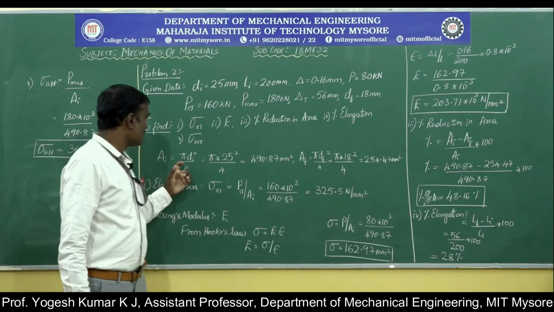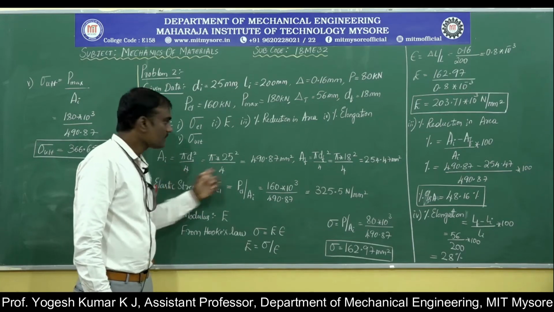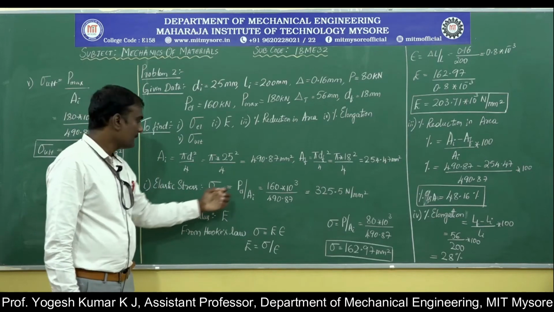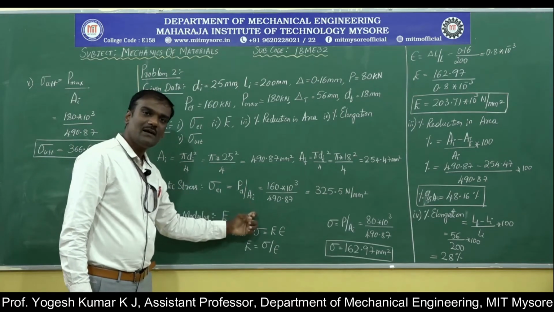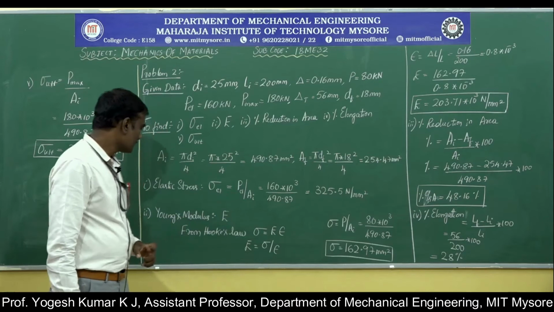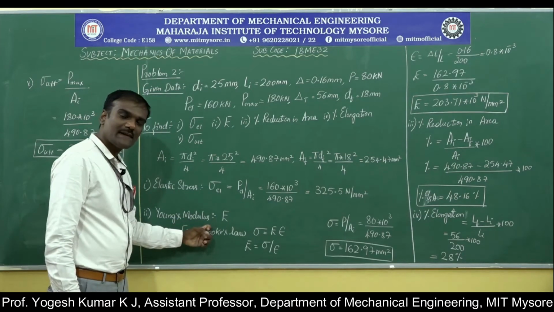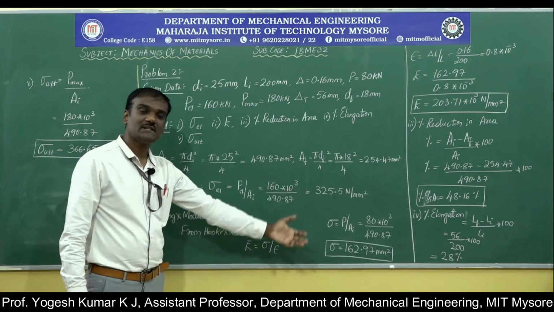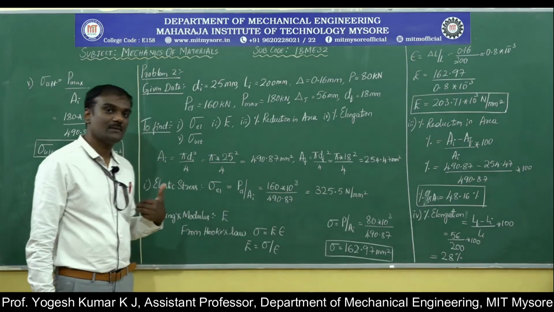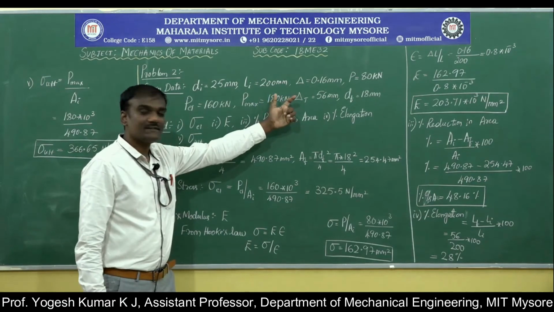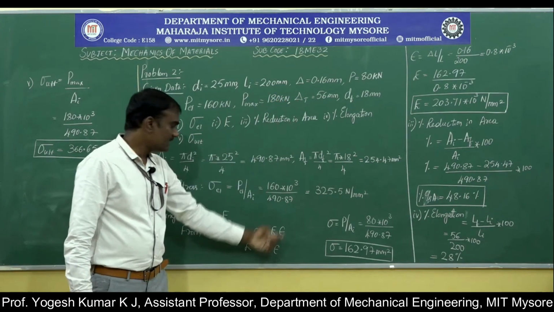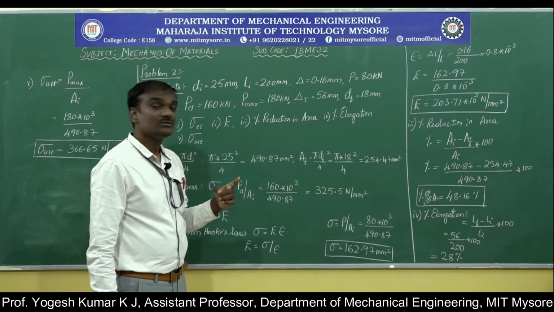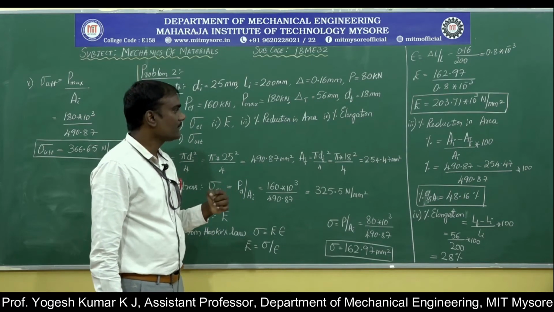So, we found out the initial area and the final area. Then we determined the elastic stress by making use of the load at elastic limit and the initial cross sectional area. Then we found the modulus of elasticity, or the Young's modulus, by applying Hooke's law, which states stress is proportional to strain within the elastic limit. So we identified the data given within the elastic limit, and based on that we found the modulus of elasticity as 203.7 into 10 power 3 Newton per millimeter square.